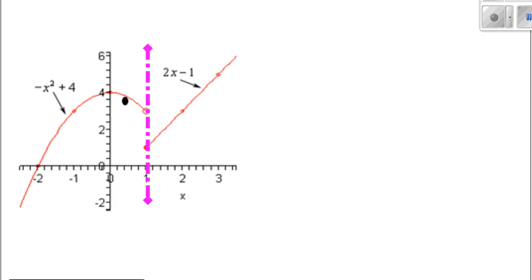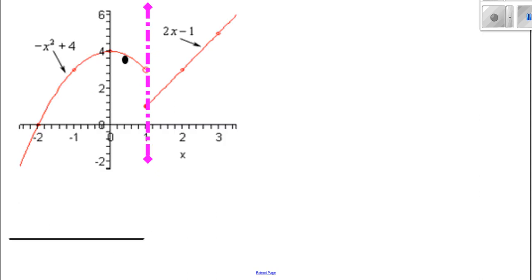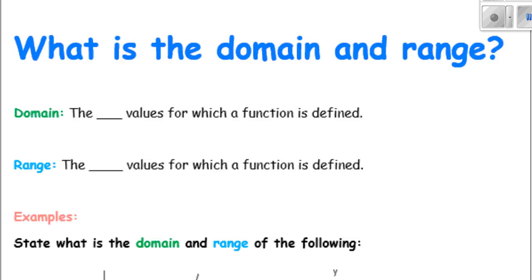Are there any more on the next page? Oh, back to here. What is domain and range? Domain and range, remember, domain is where does the graph live horizontally? What types of x values connect up with coordinates on the graph? And the range is how does it live vertically. What y values? So domain is the x values for which a function exists, and the range is the y values for which a function exists.